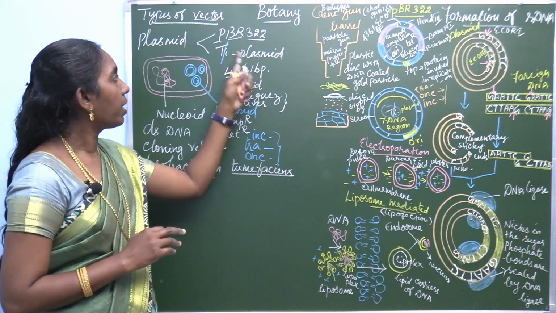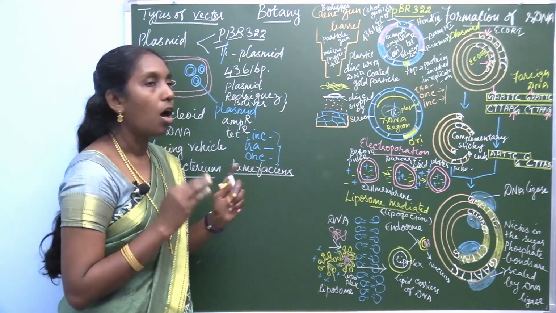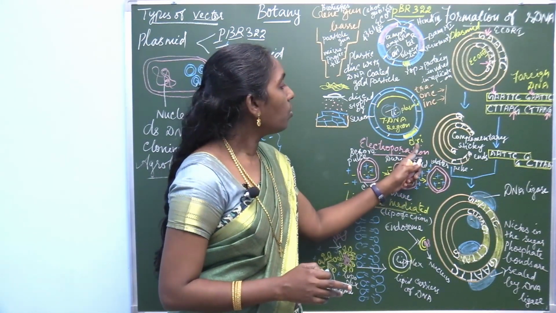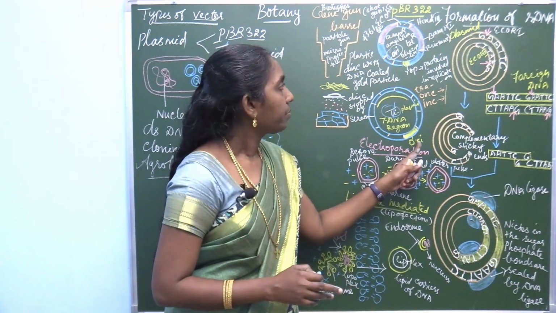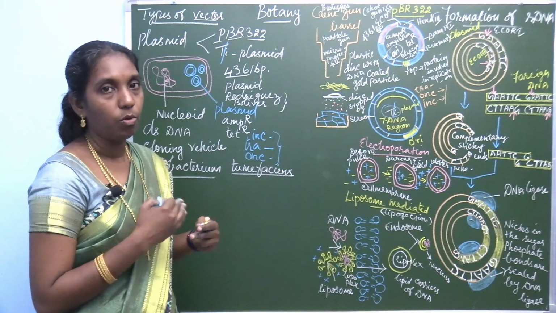From the Ti, the tumor inducing plasmid, the T-DNA is transferred. Then onc and these other regions are present. This is the ori region, which is the origin of replication, the ori gene.